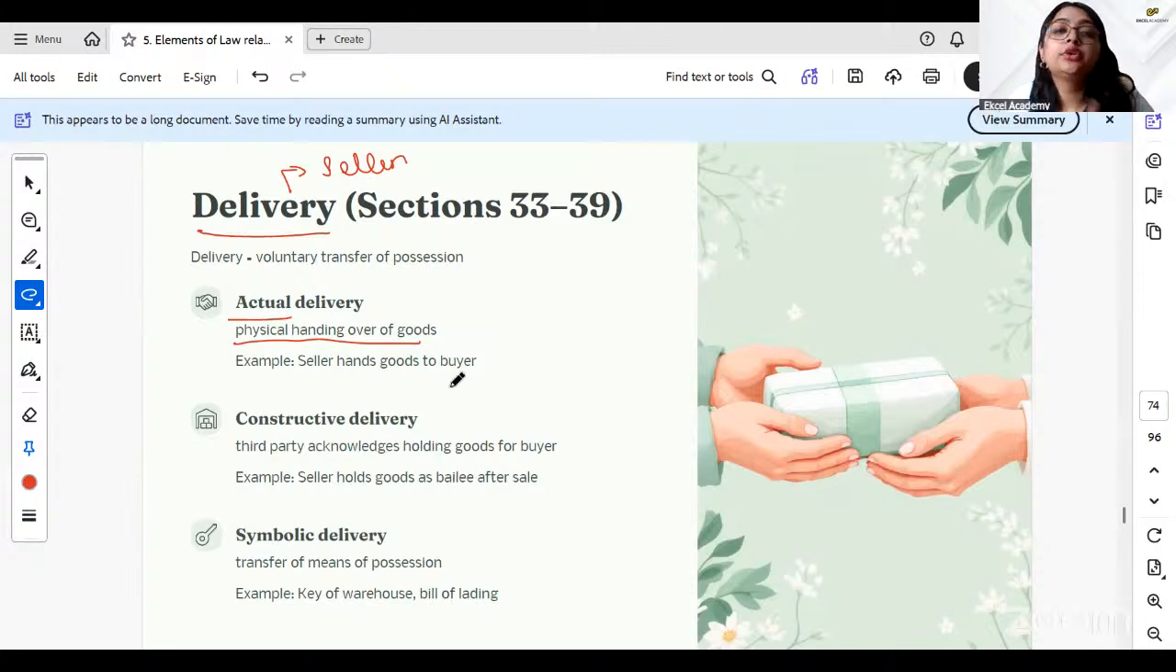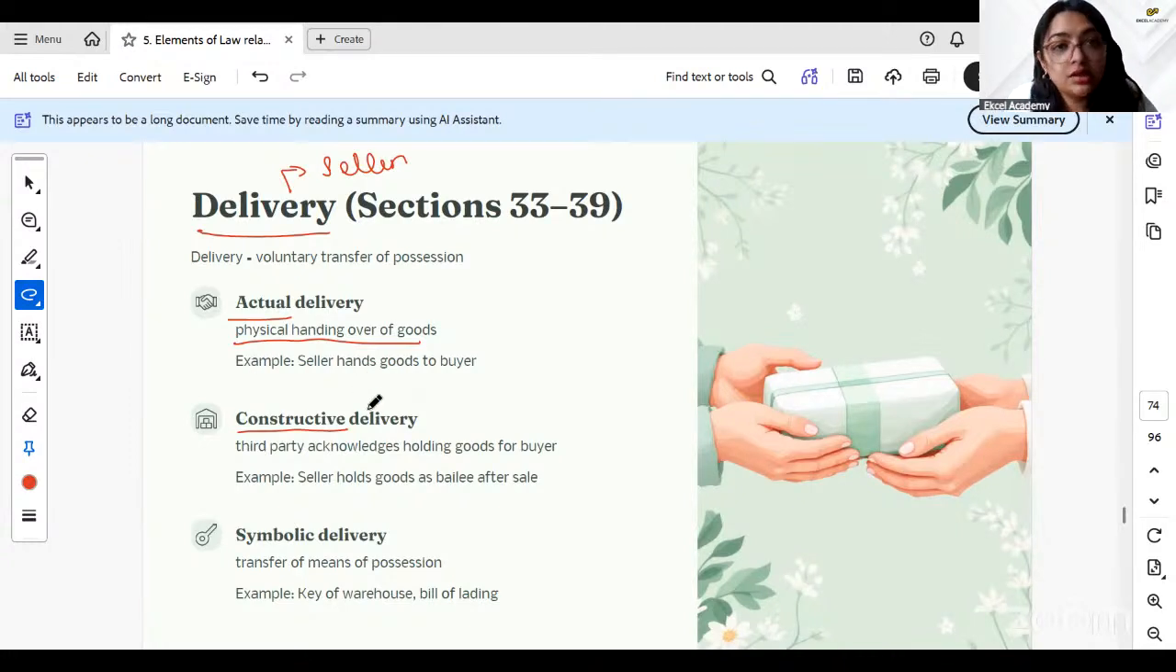Let's say you go to a grocery shop and buy 10 kgs of dal. The seller is handing over the 10 kgs of dal to you immediately. That is actual delivery, wherein there is physical handing over. The delivery of the goods is given by the seller to the buyer. Next, constructive delivery. Let's say, for example, you have bought the same 10 kg of dal, but you do not have your vehicle to take it home. So you request the seller to keep the goods and you will come by the next day and pick them up.